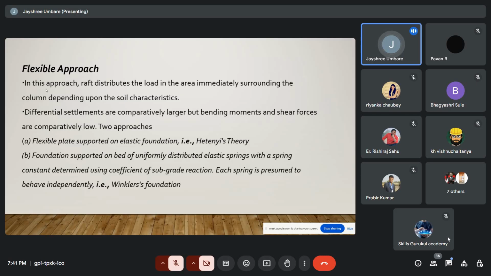In the flexible approach, the raft distributes the load in the area immediately surrounding the column depending upon the soil's characteristics. Differential settlements are comparatively larger, but bending moments and shear forces are comparatively low. Flexible plate supported on the elastic foundation, that is Hetenyi's theory. Which theory is used is written here. Foundation supported on the bed of uniformly distributed elastic springs with spring constant determined using coefficient of subgrade reaction. On site, we usually use a rigid approach.